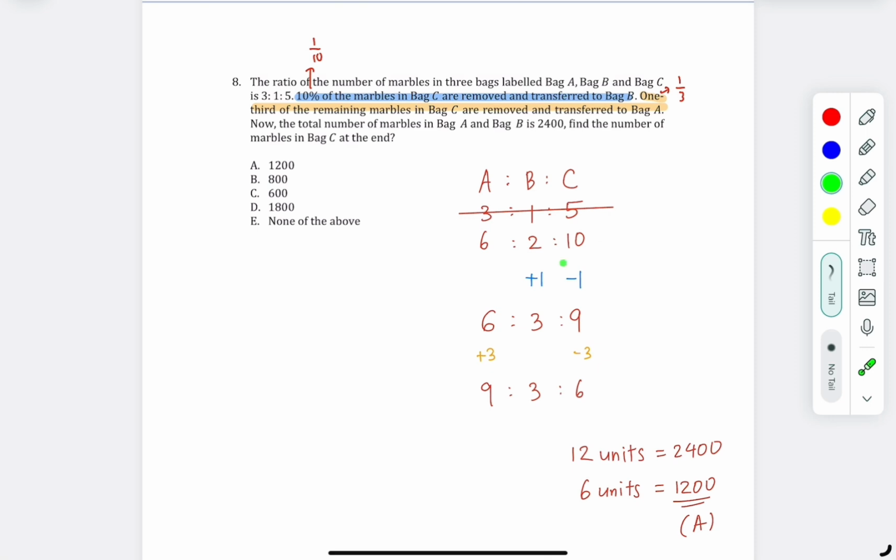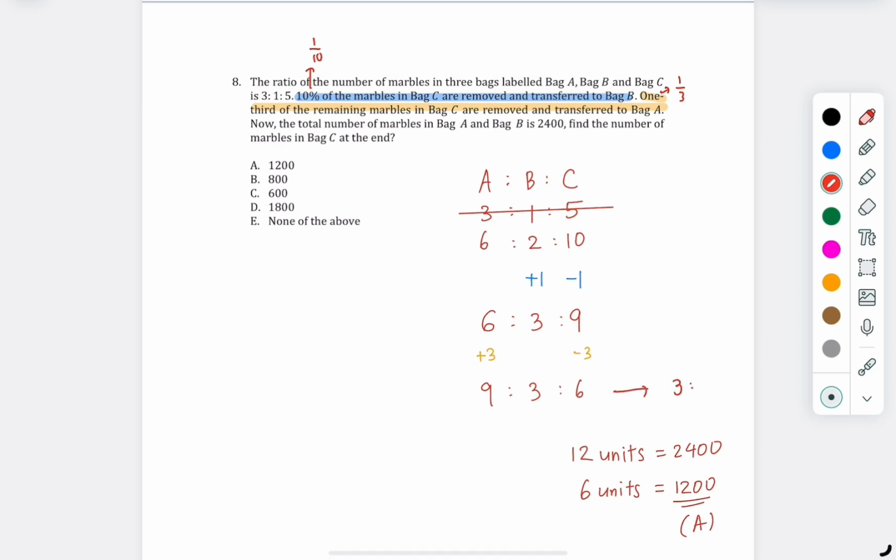Then I take out 1/10, which is 1 unit, and transfer it to B. The ratio after the transfer will be 6:3:9. Then they say they transfer 1/3 from C to A. Same thing, 1/3 means this number must be a multiple of 3. In this case, 9 is a multiple of 3, so I don't have to update the ratio. If it's not a multiple of 3, I have to multiply by 3 again. So 1/3 of 9 is 3, so I minus 3 here and put 3 into bag A. So the ratio now becomes 9:3:6.